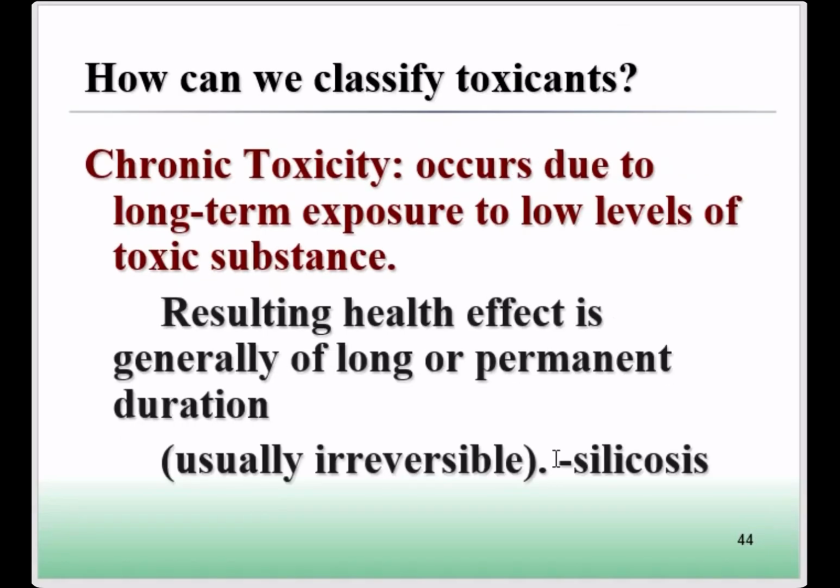The second one is a chronic toxicant. Chronic toxicity occurs due to long-term exposure. That long-term exposure should be to low levels of a toxic substance. For example, silicosis. Silicosis is caused by workers' exposure to dust for a long time. If the dust is at low levels and goes into our body, it causes silicosis, but it may take a long time. So that is chronic toxicity.